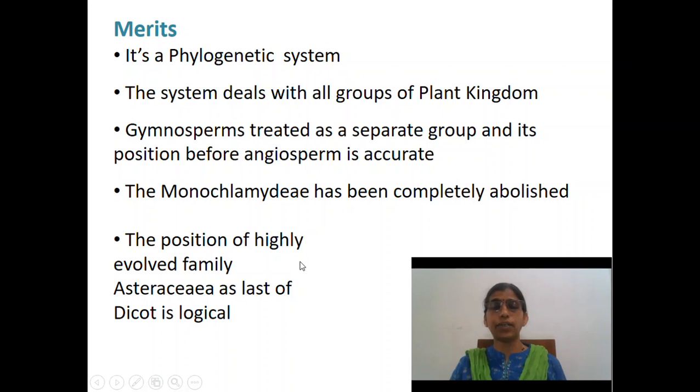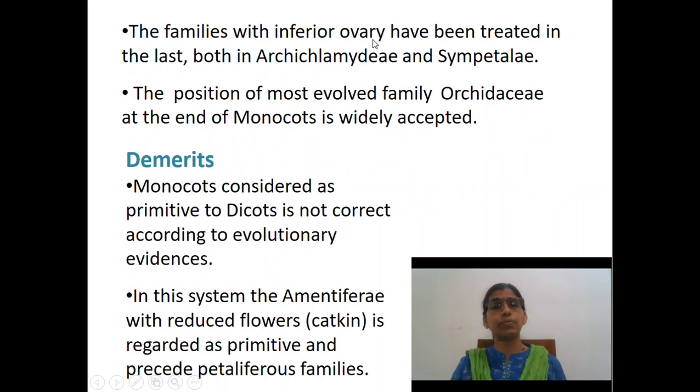Arecaceae is placed at the end of the monocots because they are slightly evolved. Juncaceae, Iridaceae and Amaryllidaceae are placed close to Liliaceae. The position of the highly evolved family Asteraceae as the last among the dicots is logical. The families with inferior ovary have been treated last both in Archichlamydeae and in Sympetalae. The position of the most evolved family Orchidaceae at the end of monocots is also widely accepted.